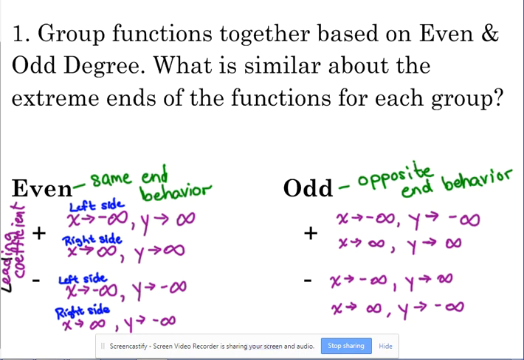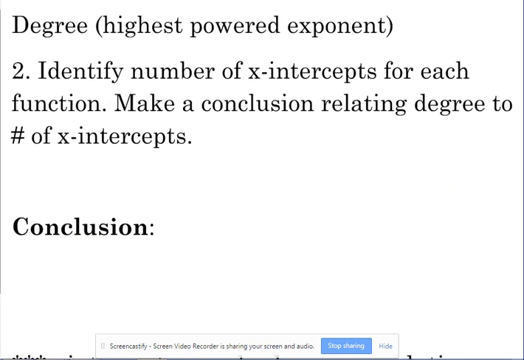Okay, let's look at another grouping. I want you to identify the number of x-intercepts for each function. I want you to make a conclusion relating the degree to the number of x-intercepts. This one might be a little tricky.